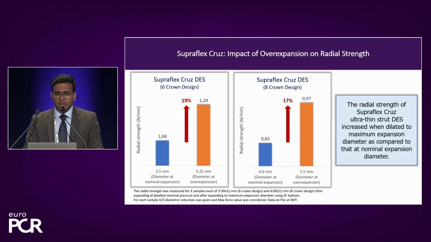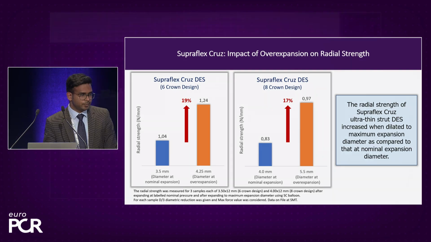So one important thing is what happens when you expand a stent above its nominal pressures. Does the radial strength remain the same? Bench tests have shown that in fact the radial strength of the Supraflex Cruz increased when dilated to maximum expansion diameter as compared to that at the nominal expansion diameter. Thank you. Very good.